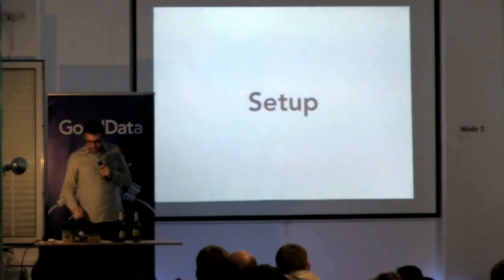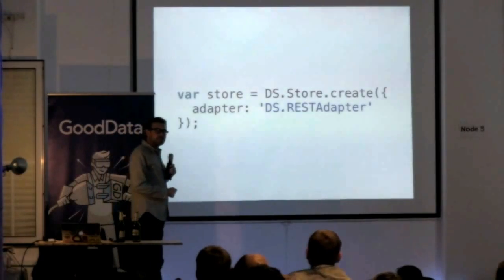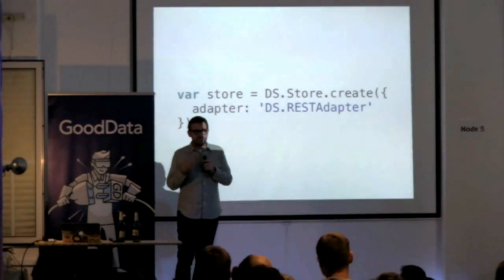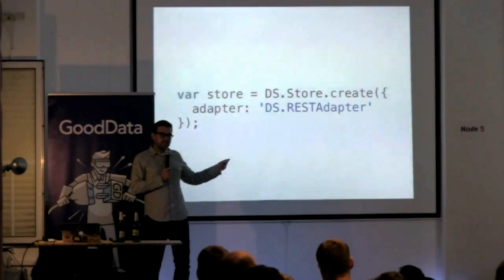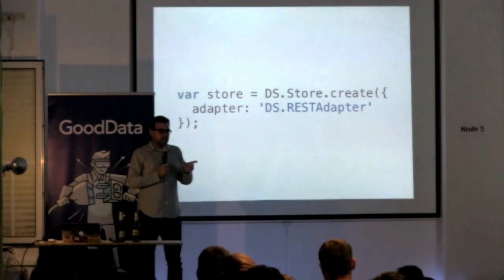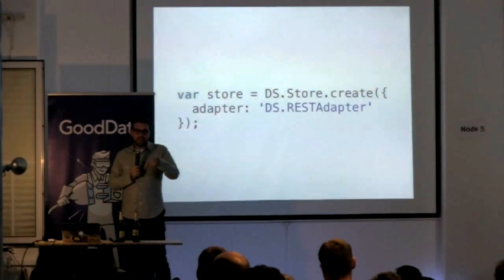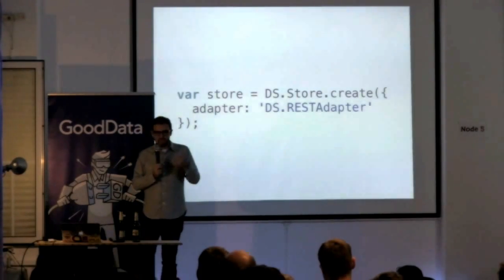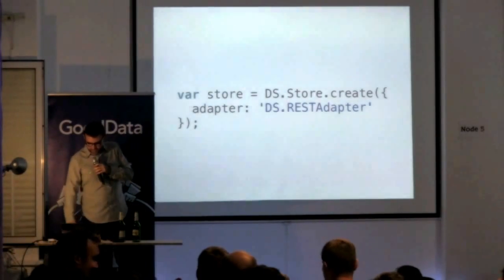Okay, so setup. The first thing you need to do is create a store. The store is the thing that holds all the records that will be loaded into your application. And then the only thing you see here is the adapter. The adapter, and I'm going to go into this in a bit, is the thing that tells Ember-data how to talk to your server. Server can be any persistence mechanism: IndexedDB, WebSocket, Ajax, XHR, Pony Express, whatever.